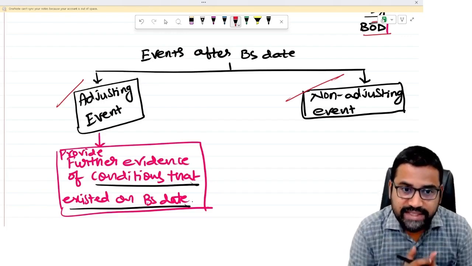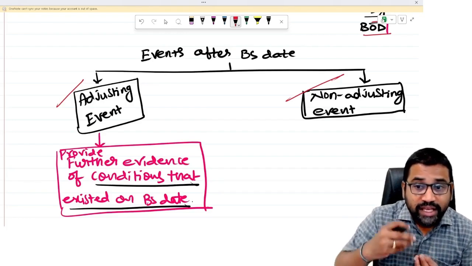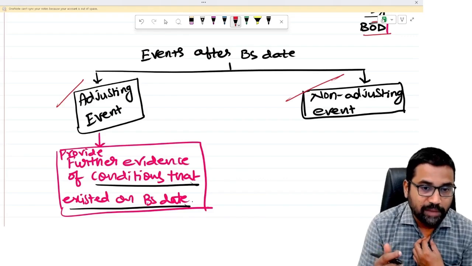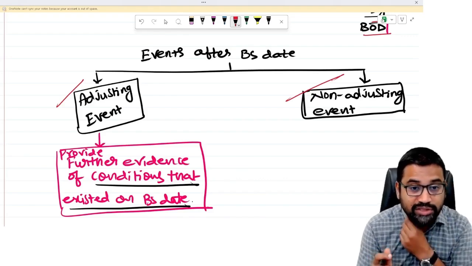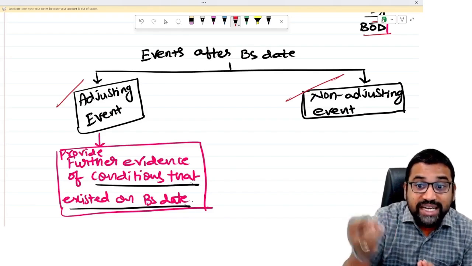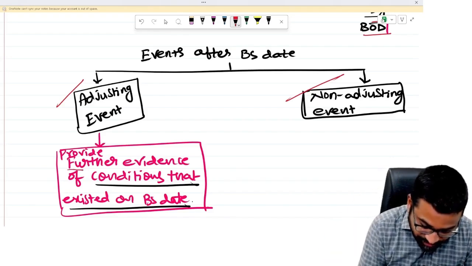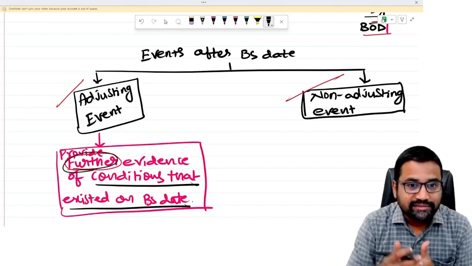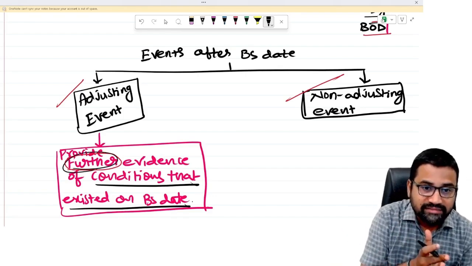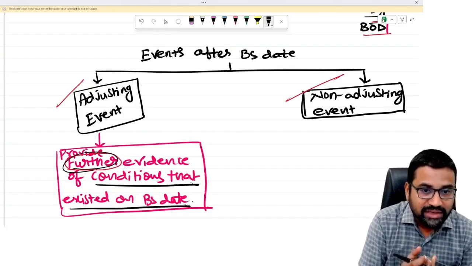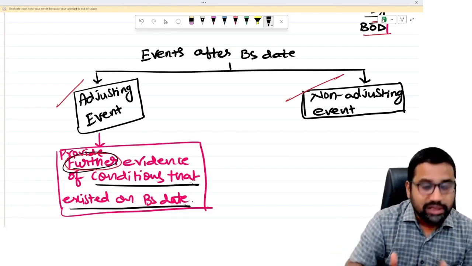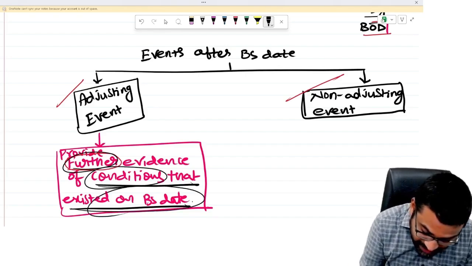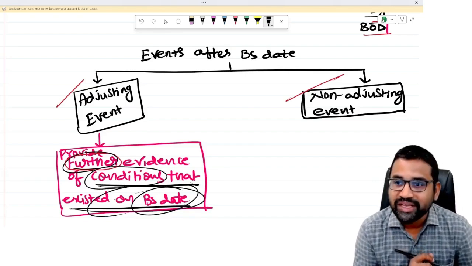See, first of all, what is an adjusting event? The standard says any event which provides further evidence. Observe the words carefully. Further evidence of conditions that existed at balance sheet date. See, further evidence. What is further? Additional. What is not there with us? We have some information, some evidence, but further evidence of what? Of conditions, situations that existed on which date? Balance sheet date. Very, very important.